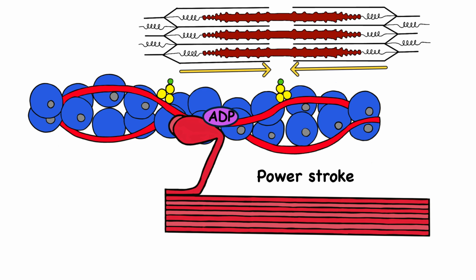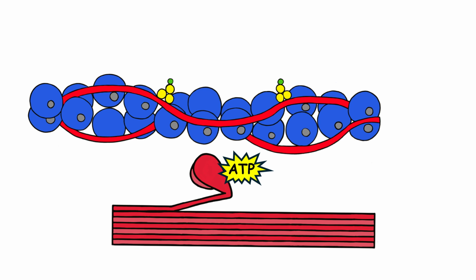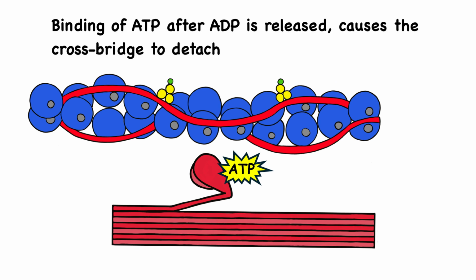Imagine rowing a boat. Each pull of the oar moves the boat a little further. Similarly, each powerstroke shortens the sarcomere just a little bit. ADP is then released from the myosin head, completing the stroke. In order to reset for another powerstroke, a new ATP molecule must bind to the myosin head. This binding causes the cross-bridge to detach. The myosin head is released from actin.